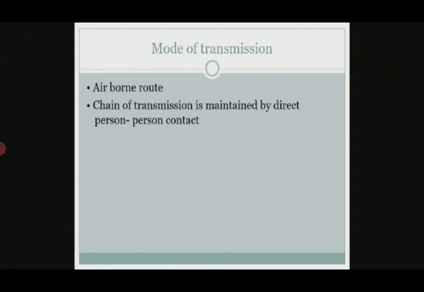What is the mode of transmission? Again, direct contact, person to person contact. The route is again the airborne route.